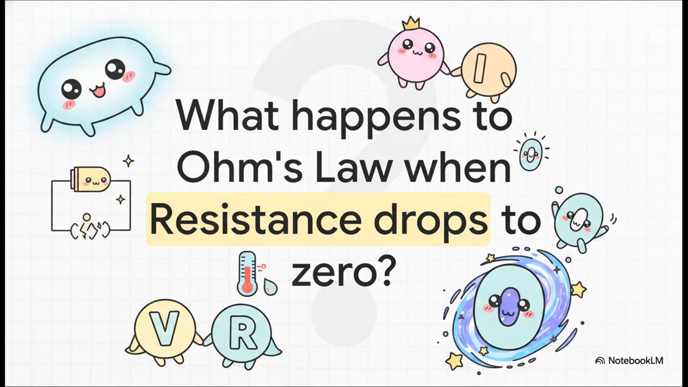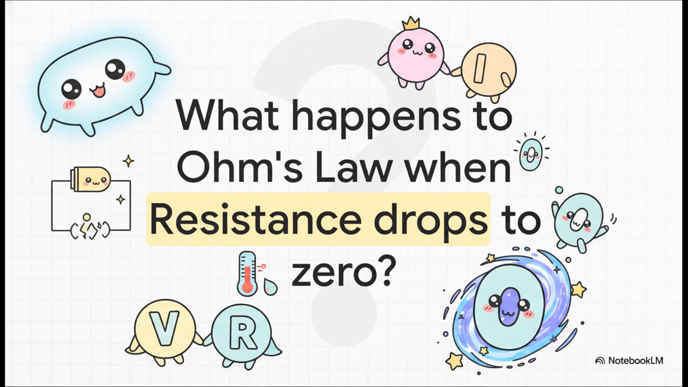So this unbelievable phenomenon of zero friction isn't just limited to physical liquids. It also applies to electricity, which fundamentally disrupts basic high school physics circuits. We all know Ohm's law, right? Voltage equals current times resistance, V equals IR. Usually, to increase the current, you have to increase the voltage or cool the wire to lower the resistance.